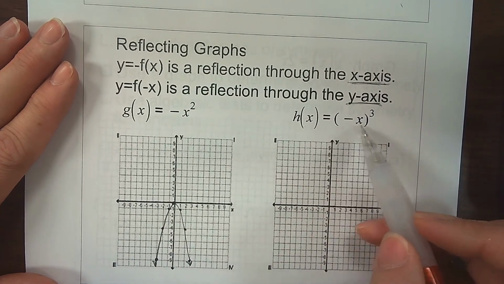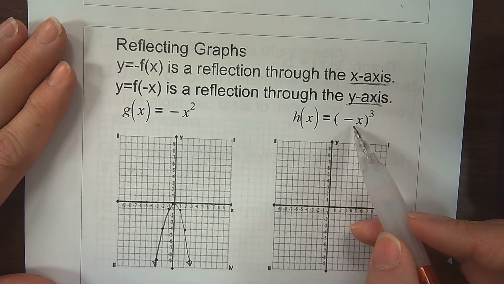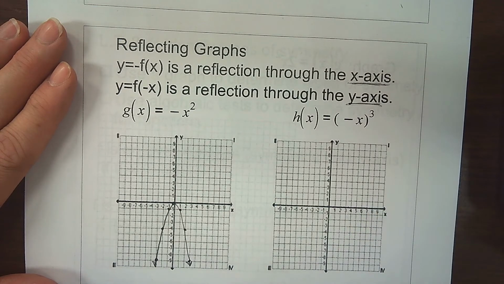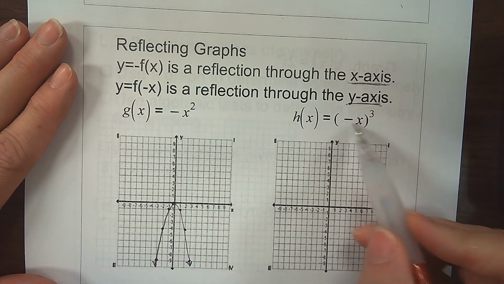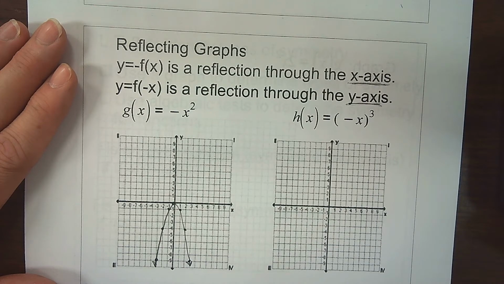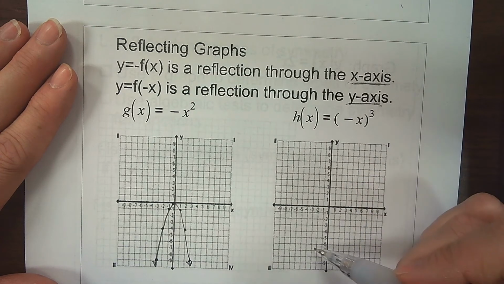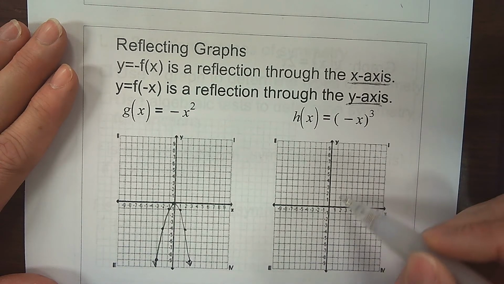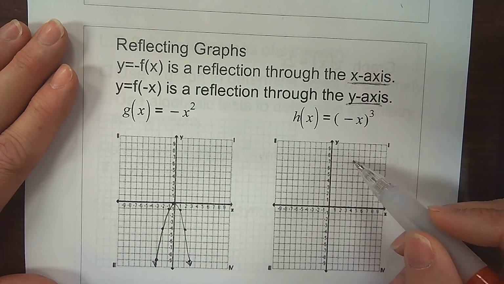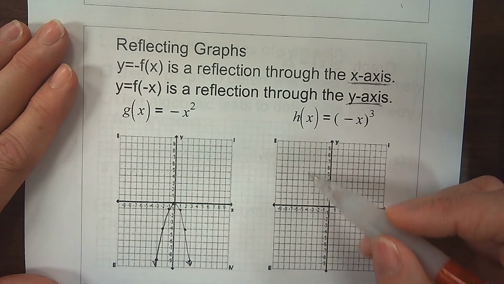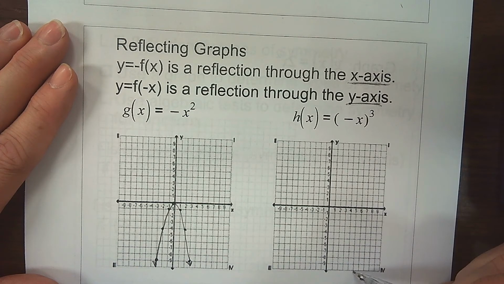For h of x equals the quantity, the opposite of x, being cubed. In other words, the x is, we're taking the opposite of that prior to doing the cubing. That means that with an opposite of x, we're reflecting through the y-axis. So we could think about this parent function, y equals x cubed, and if we reflect through the y-axis, it would start over here and then come down in this fashion.